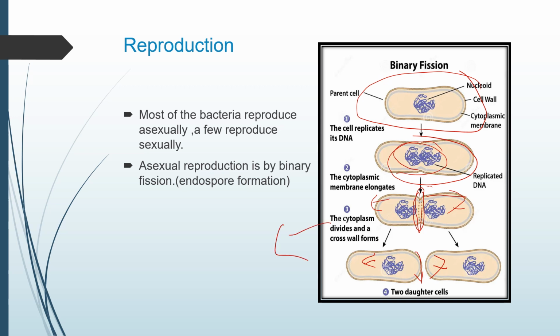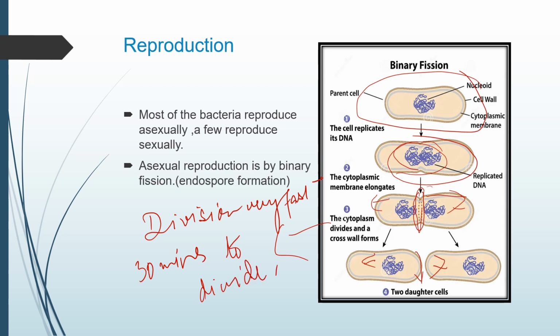In ideal conditions, division is very fast. How fast? Some bacteria take only 30 minutes to divide into two. Is it clear? So when it comes to reproduction, we can say that it is very fast, and it takes place by the method of binary fission. It is mainly the asexual mode of reproduction in bacteria, which takes place in favorable conditions or by endospore formation.